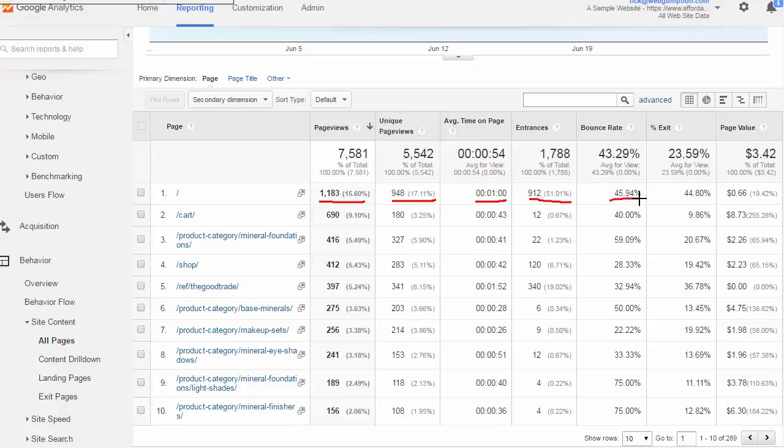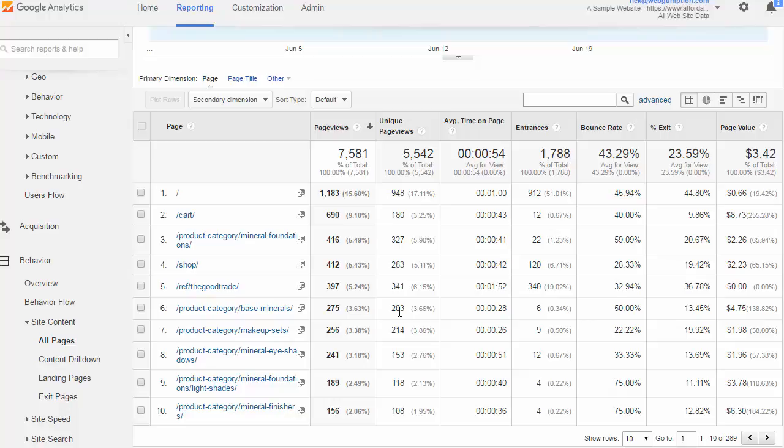The bounce rate on the home page was 45.94%, and bounce rate is a measure of how many people landed on the home page and immediately left. The exit rate was 44.8%, and this is a percentage based on, of the people who saw the home page, how many left from the home page as opposed to leaving from other pages. And lastly, the estimated page value, which is a metric Google comes up with, which is based on users who have viewed the home page but also spent money.